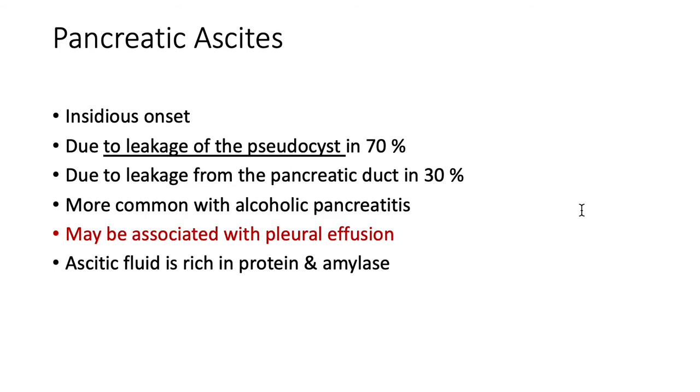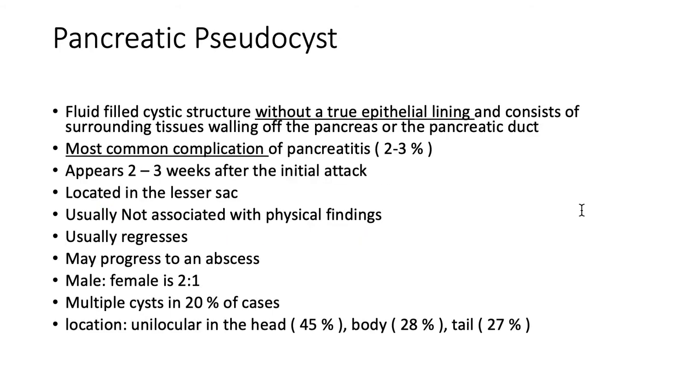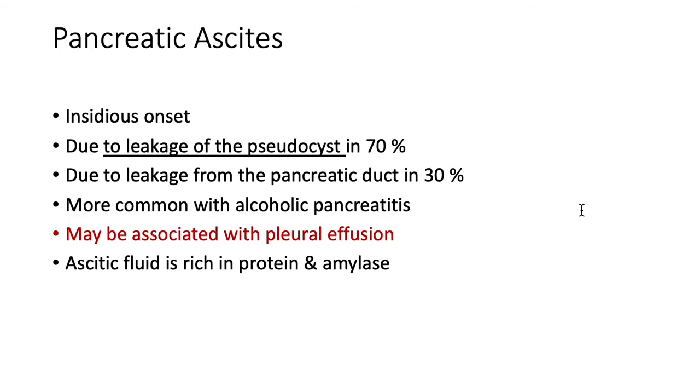So for the ascites, 70% of the cases come from the rupture or leakage of fluid from the pseudocysts, and it could come from the pancreatic duct. And this is more common with alcoholic pancreatitis than any other cause. It could also be associated with pleural effusion, as we said. So, do you know how to analyze the fluid of the ascites? What are the markers?